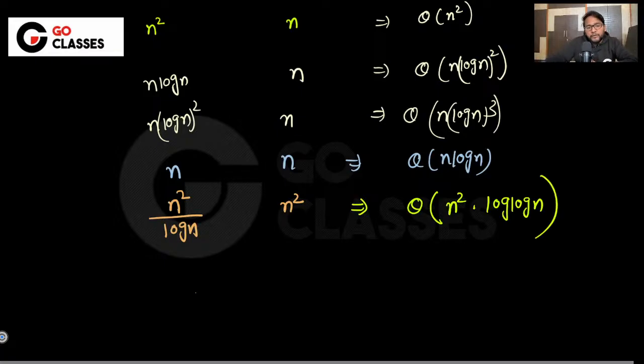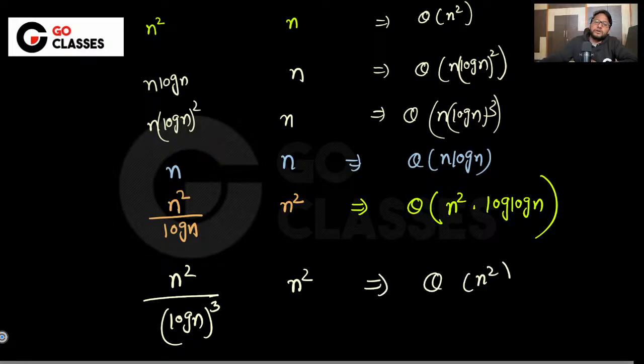If it is multiple time division, n square divided by log n power 3 or 2 or whatever, any other power, and this is just n square, then the answer is just n square. So these are all the cases.